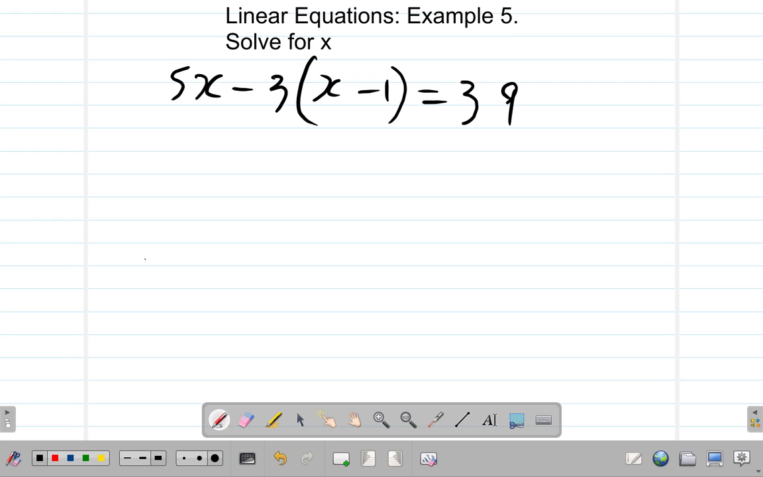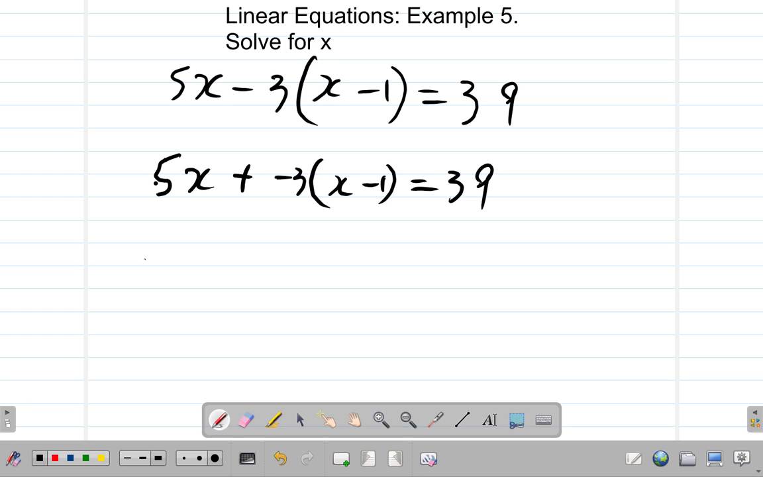So here, what we can do is to expand the bracket, multiply 3 by what is in the bracket. Now, in order to avoid any confusion, what you could do here is to consider this as 5x plus negative 3 times x minus 1 equals 39. Alright?